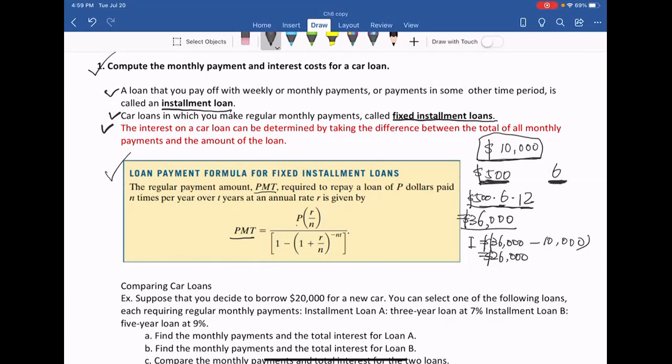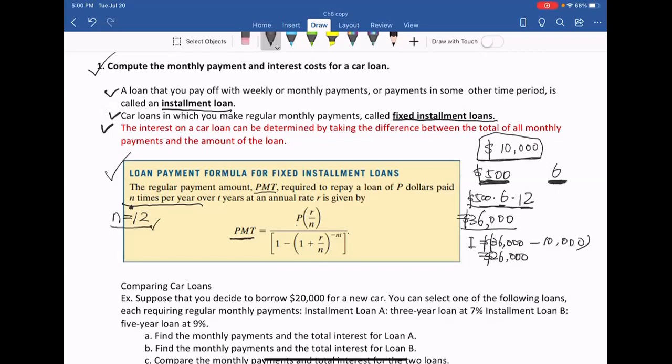Remember here, N is the number of times per year. If you have a car loan, normally you will pay once a month. So every month you need to pay the car loan. That means N equals 12, because N times per year you need to pay every month. That means 12 times per year. So the N here is 12.